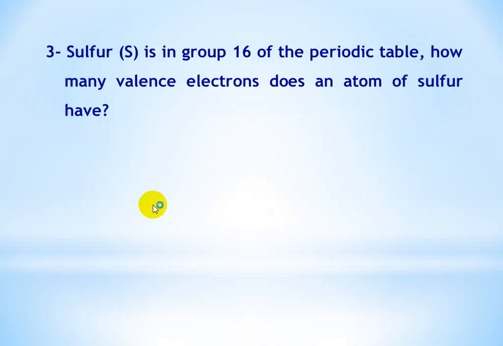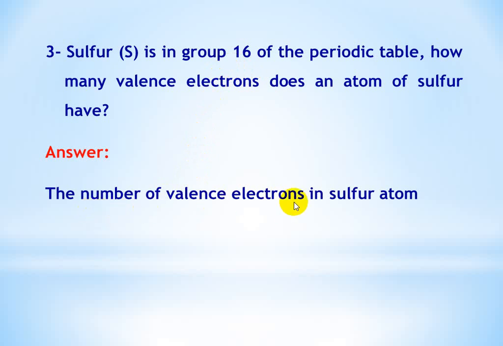The third question: sulfur is in group 16 of the periodic table. How many valence electrons does an atom of sulfur have? In group 16. So how many electrons? The number of valence electrons in sulfur atom equals the group number, which is 16 minus 10. We mentioned that from 13 to 18 minus 10. 16 minus 10, so it has 6 valence electrons.